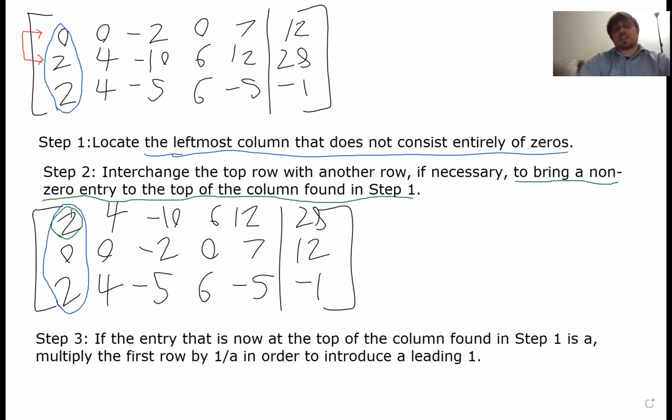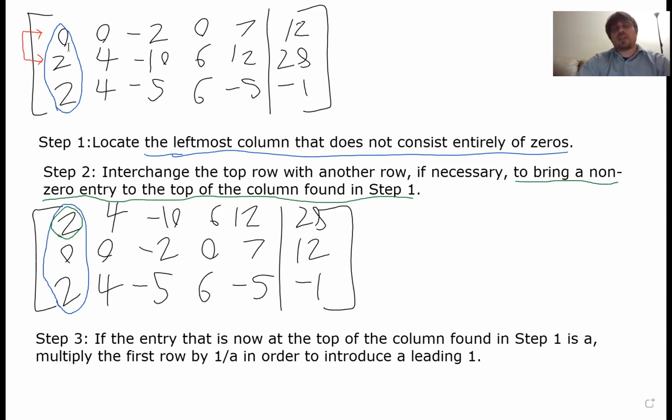Okay, so what's happening here is that this entry is a 2 at the top now. It's non-zero, but it's 2. We want it to be a 1. And so we're going to multiply this row by 1/2, 1 over 2. Since there's a 2 here, we're going to multiply the first row by 1 over that number, and then 2 is going to become a 1. And so now we have a 1 at the top of the leftmost non-zero column, okay?